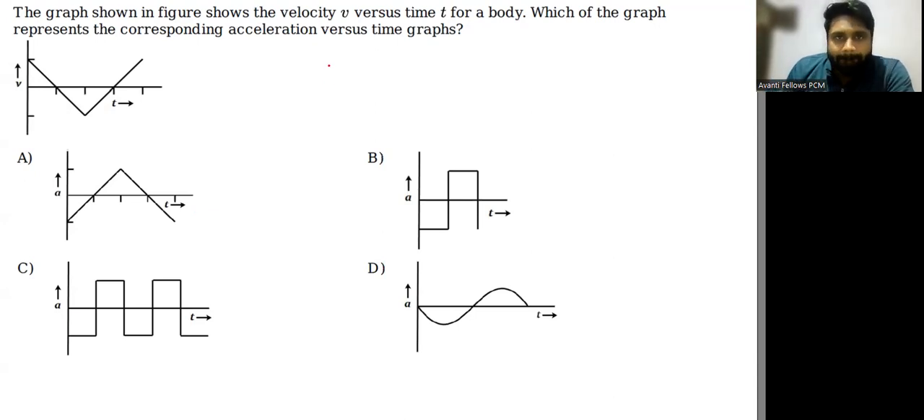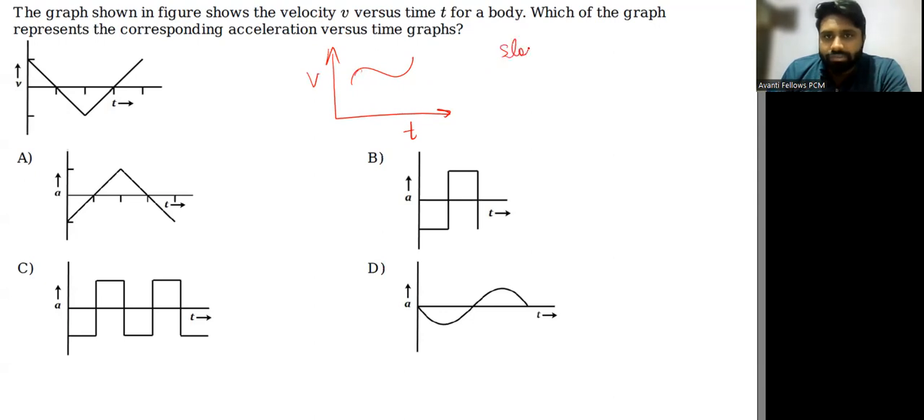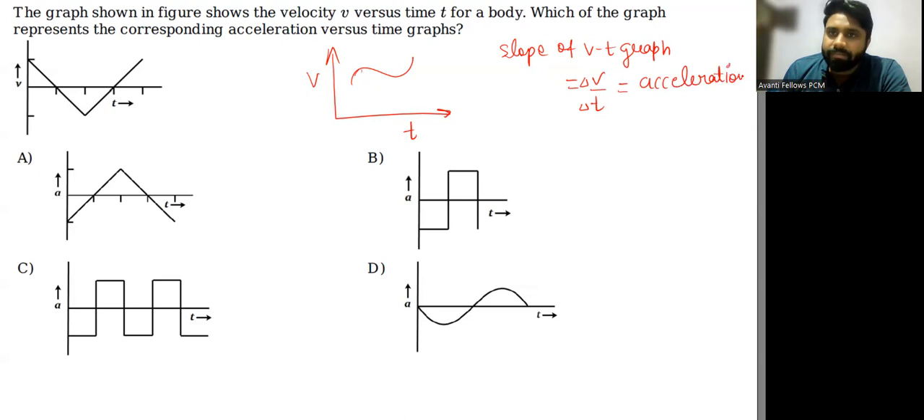Now we know that, whatever the type of VT graph is, the slope of the VT graph gives you what? It is change in V by change in time. So change in velocity per unit change in time gives acceleration, which means you just need to compare the slope with the given answers.